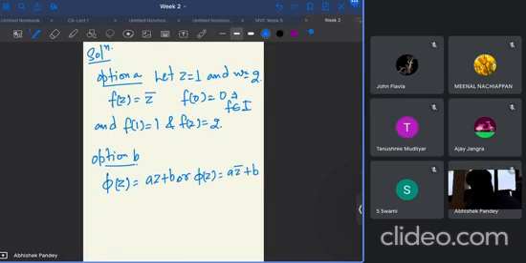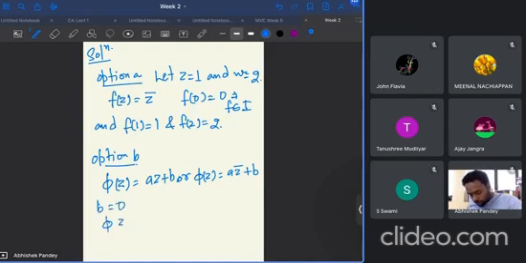Now since phi fixes the origin, it means that phi of 0 is 0, which means B is 0. So phi Z is either AZ or phi Z is AZ bar. Okay.